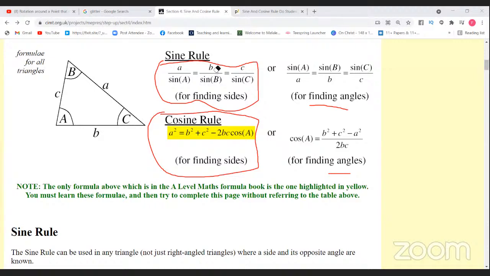So your sine rule and your cosine rule. Sine rule, cosine rule. We have that. Miss, I'm almost there. All right. Hurry up and write that so we can get on.